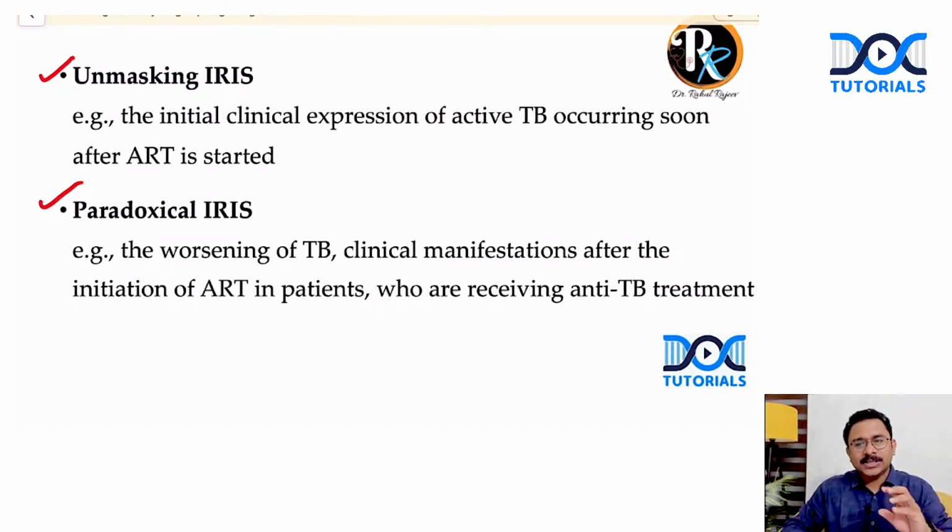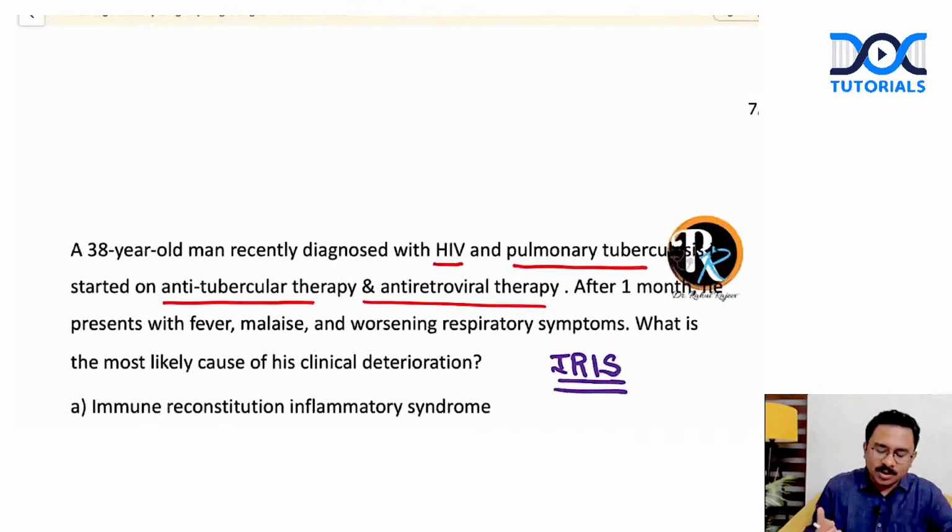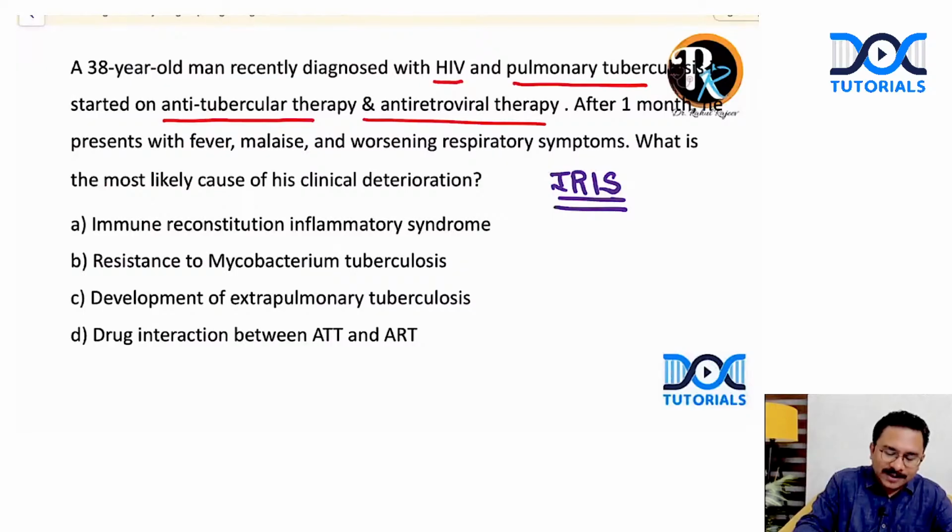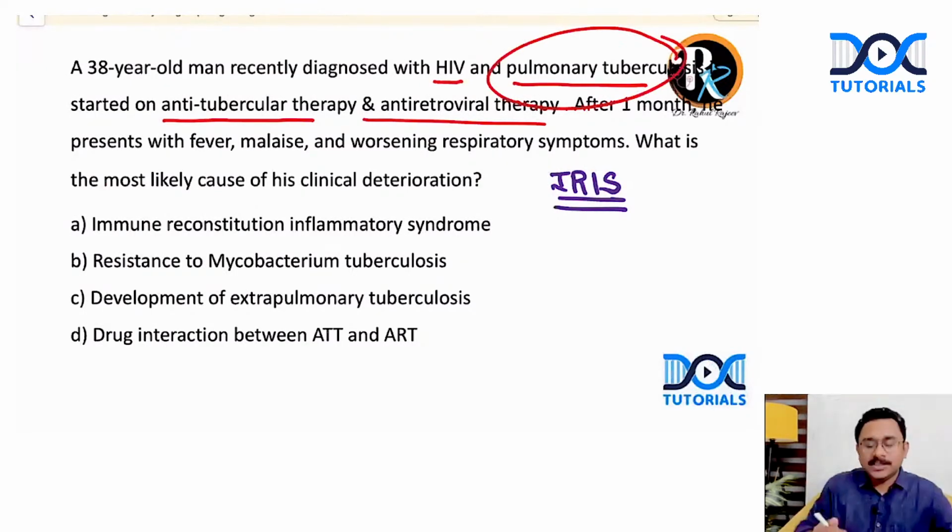Paradoxical IRIS means you already know that the patient has some sort of tuberculoma, already diagnosed. In the first case, unmasking, we did not know he had a problem. Paradoxical means maybe you already know that there is pulmonary tuberculosis. In such patients, when you start ART, instead of improvement of symptoms, there can be worsening of symptoms. Exactly what happened in our patient. He already has pulmonary tuberculosis, and then there is worsening of respiratory symptoms. So the condition is the immune reconstitution inflammatory syndrome, or IRIS.